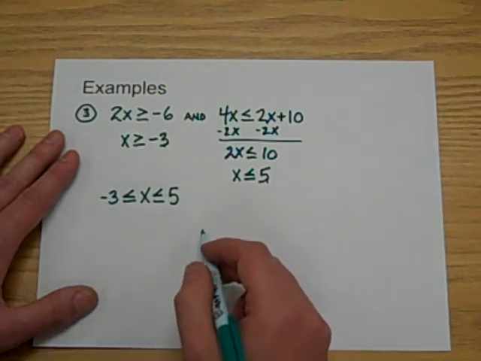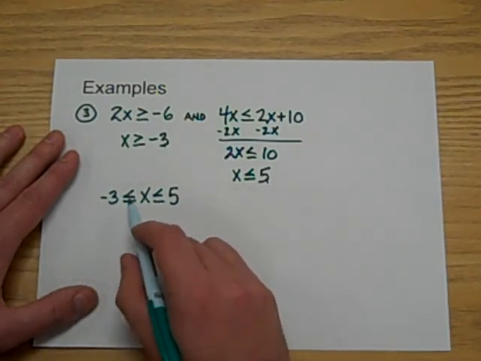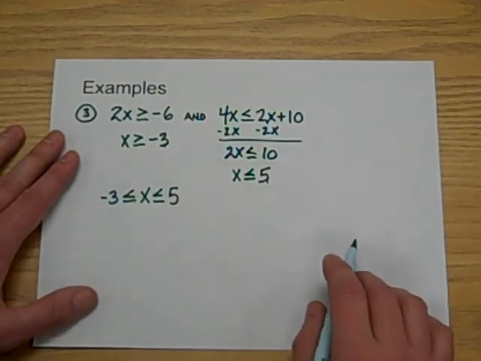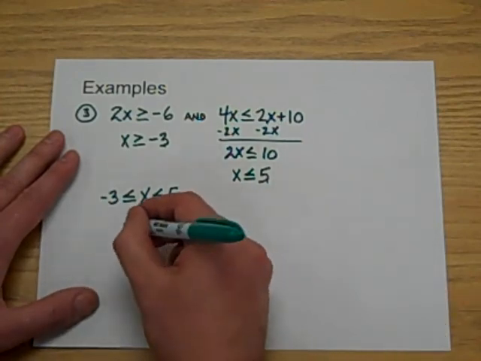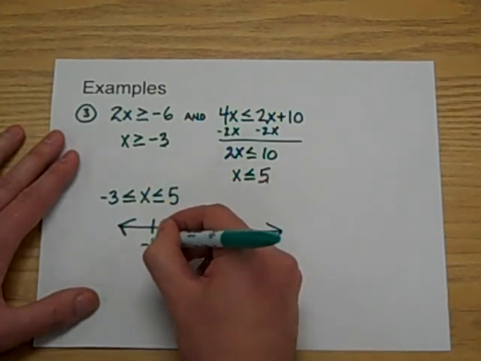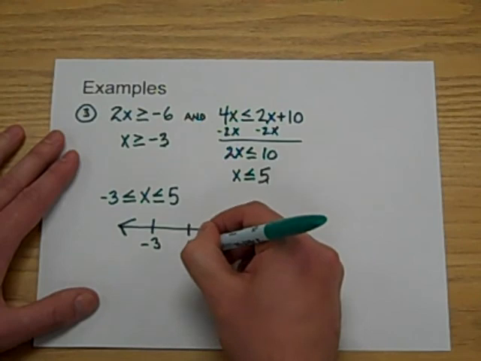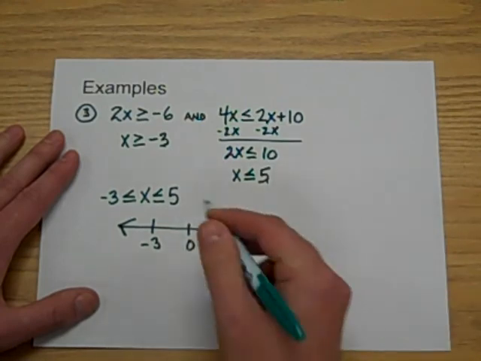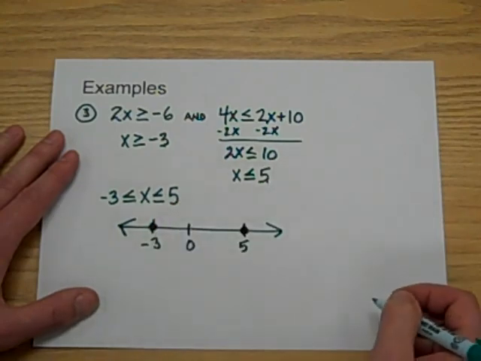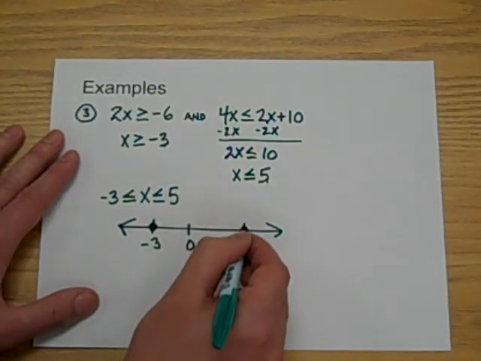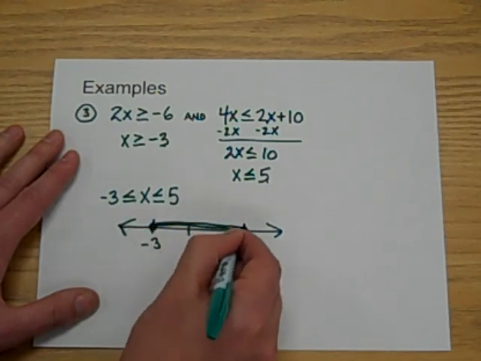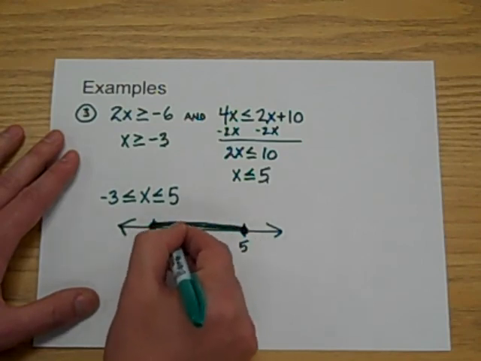Negative 3 is less than 5. It reads in order. If I was to switch the signs, the negative 3 would be over here and the 5 would be here. It just wouldn't look right. So now it's easy to put this on a graph. There's negative 3, 0, and 5. I have equal signs, so I'm going to fill in the circles. And since it's an and, I'm going to highlight between the dots. So everything from negative 3 to 5 will work in this inequality.